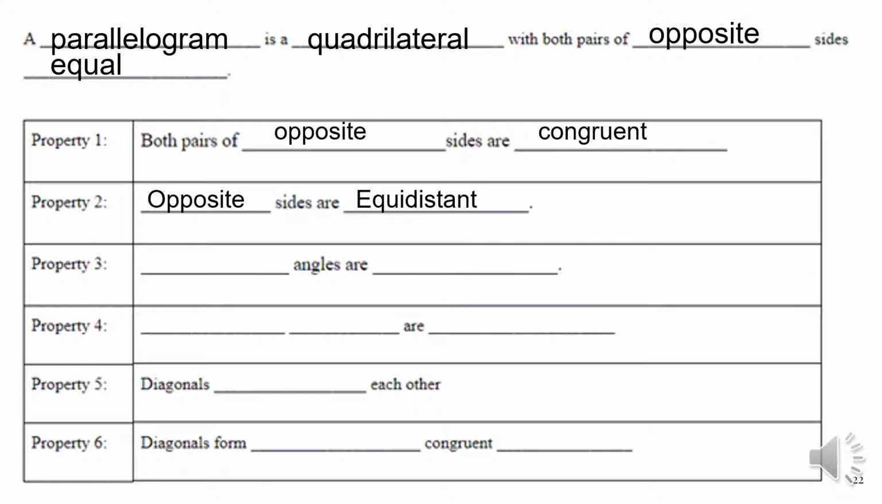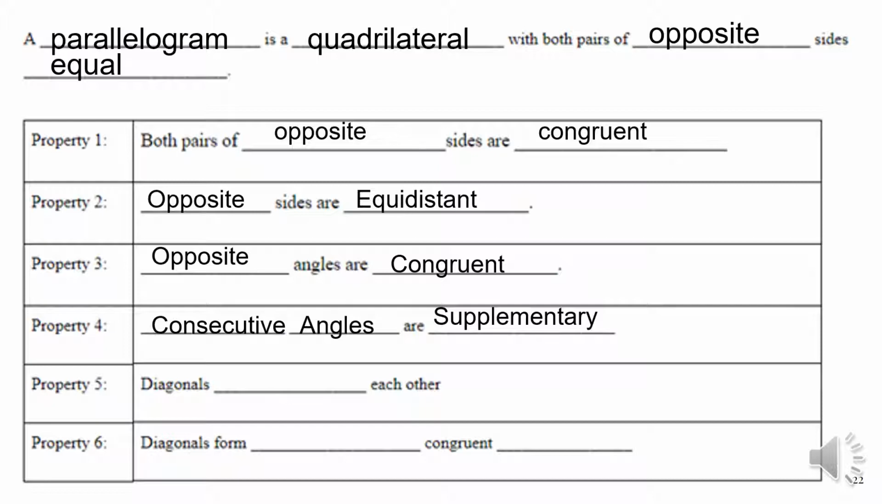Property 2 says that opposite sides are equidistant, meaning that they are the same distance. Property 3 says that opposite angles are congruent. In other words, if one angle is 110, then the angle that's across from it is also 110. Property 4 says that consecutive angles are supplementary. Consecutive meaning angles that are next to one another, so directly next to one another. And supplementary means that they add to 180.